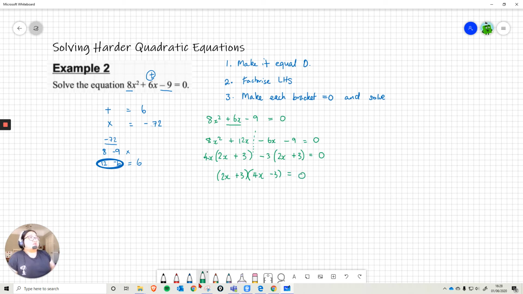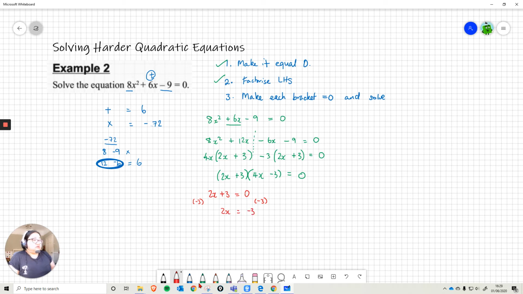So I've done now these two steps here. It was already equal to 0, so that's step 1. Step 2, factorize the left-hand side. So all of this is us factorizing the left-hand side. Now we're going to do step 3, make each bracket equal to 0, and we're going to solve it. So the first bracket, I'm going to do this in red, is 2x plus 3, and I'm going to make that equal to 0. I'm going to solve this like a regular equation. So first thing I'm going to do is get rid of the 3 by subtracting 3 from both sides. So 2x equals minus 3.